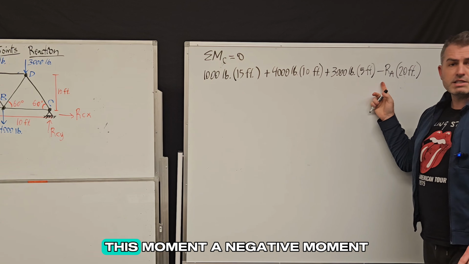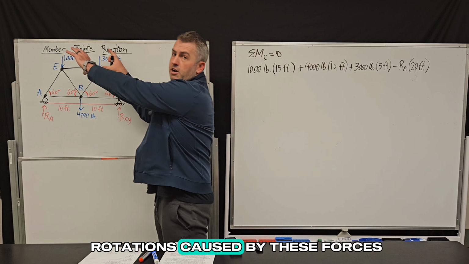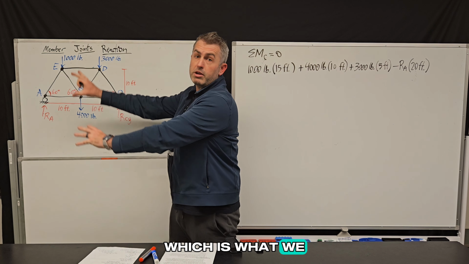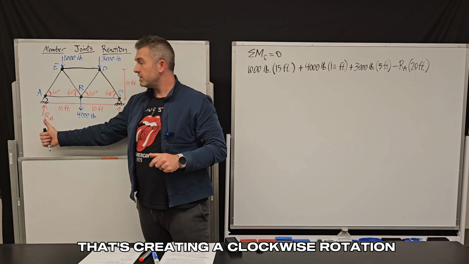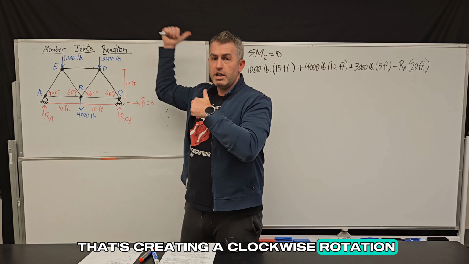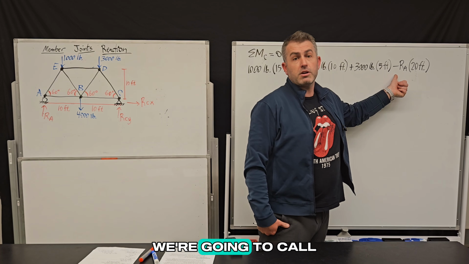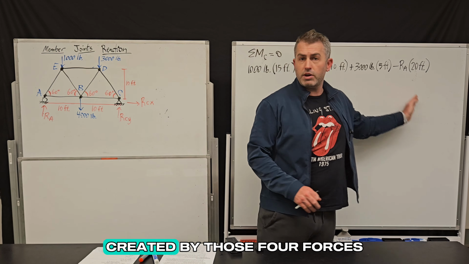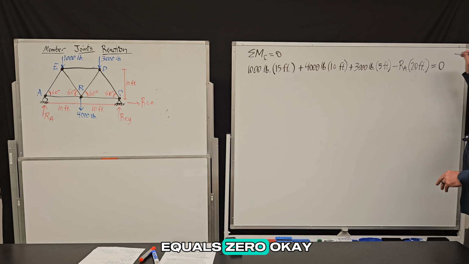And I am calling this moment a negative moment because all the other rotations caused by these forces were causing counterclockwise rotation, which is what we call positive rotation. But reaction A is a force that's creating a clockwise rotation, so it's in the other direction. And because that rotation is clockwise, we're going to call that a negative moment. And so the sum of all these moments created by those four forces adds up to 0. So I'm going to write equals 0, okay?